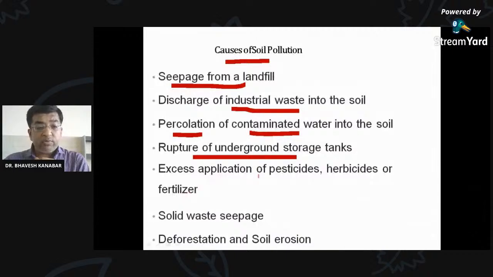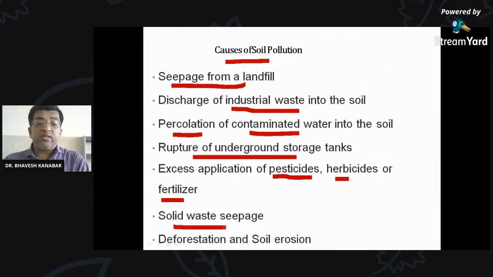Excess application of the pesticide is a very common mode of soil pollution. Pesticides are used in agriculture, so if applied in excess, they can lead to soil pollution. Herbicides, fertilizer: excess application of all these things, pesticides, herbicides, fertilizer, can lead to soil pollution.